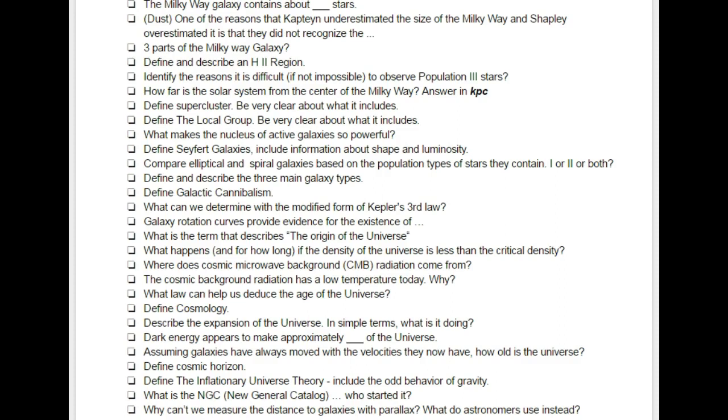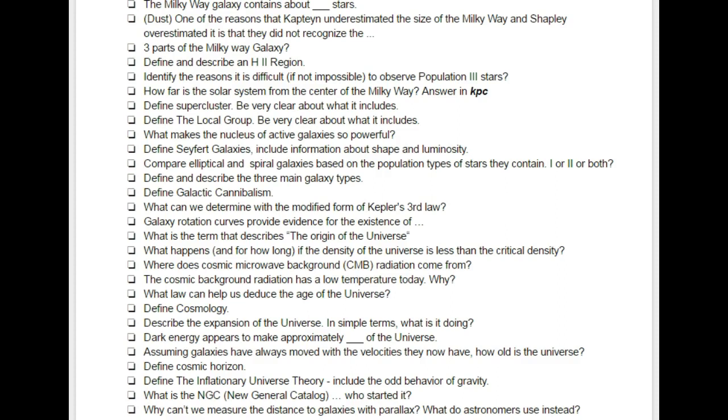Okay, so what happens and for how long if the density of the universe is less than the critical density? Then what that's going to mean is the universe will expand forever. It will continue to just grow out from the center and get larger and larger and larger forever. Where does cosmic microwave background radiation come from? That is radiation that has existed as a result of the birth of the universe. So it's been there since the beginning.